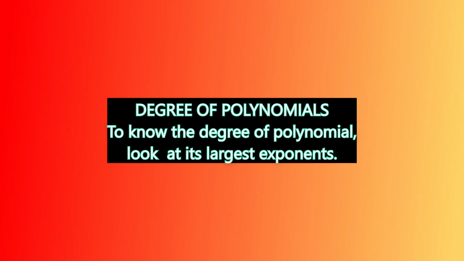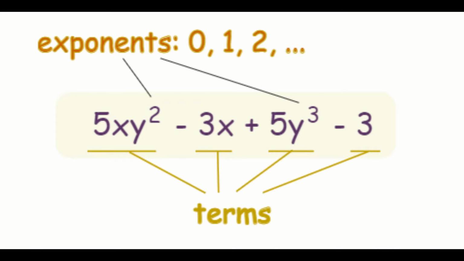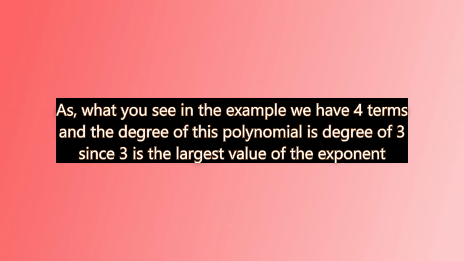Degree of polynomials. To know the degree of a polynomial, look at its largest exponent. Exponents tell us how many times the base is multiplied by itself. As you see in the example, we have 4 terms and the degree of this polynomial is degree 3, since 3 is the largest value of the exponent.